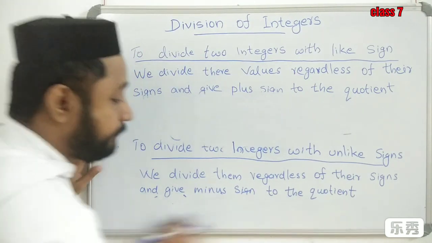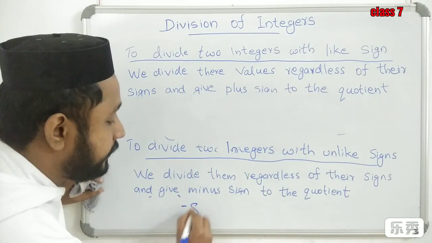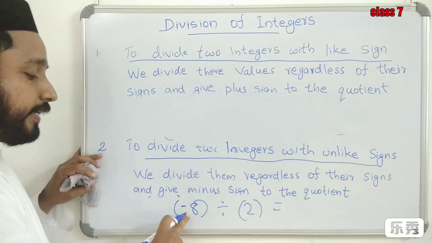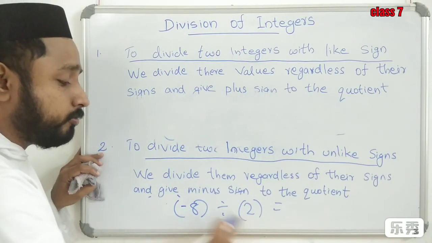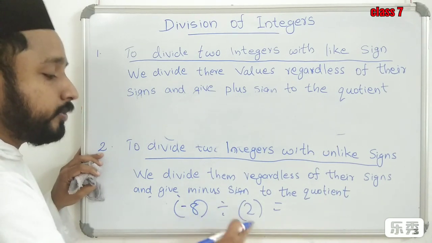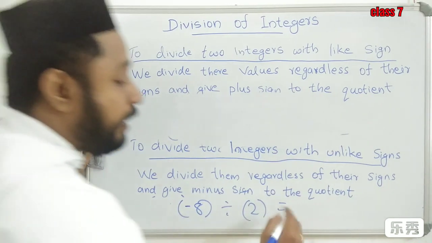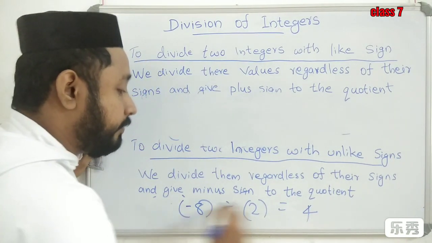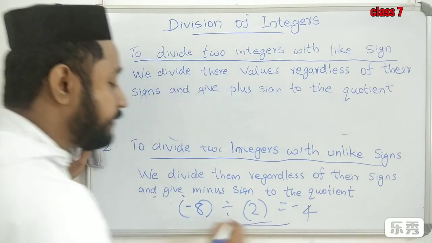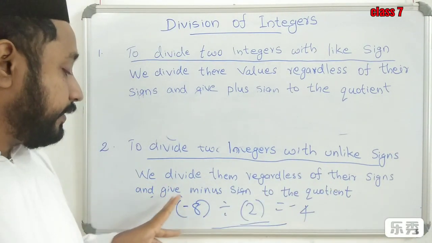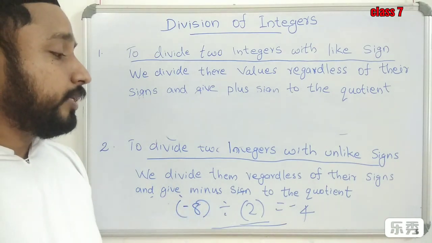One more example. Minus 8 divided by 2. Here, first one is negative 8, second one is positive 2. Both are different signs. So, when we divide minus 8 divided by 2, the answer is 8 divided by 2, 4. Then, give the minus sign. So, our rule is that we divide them regardless of their signs and give minus sign to the quotient.